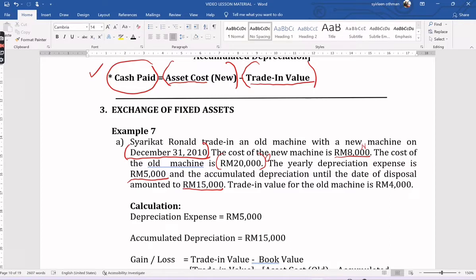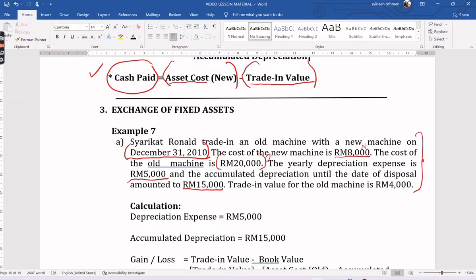Sebab apa dia bagi tahu? Sebab kalau you perasan dalam soalan ni, dia tak bagi tahu bila dia beli. Kan? So bila dia beli tu penting sebab saya nak kira accumulated depreciation. But in this question, the date is not given. So instead of giving you the date, okay, dia bagi kamu the accumulated depreciation to the date.